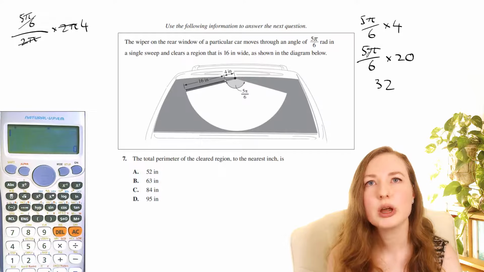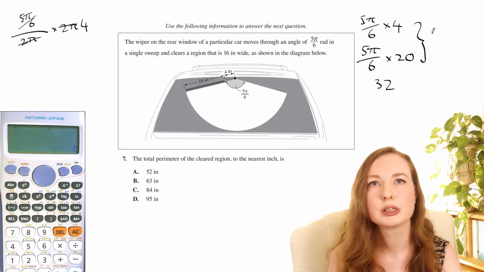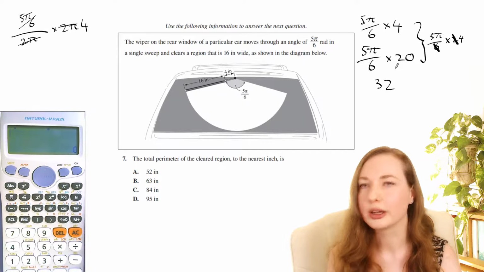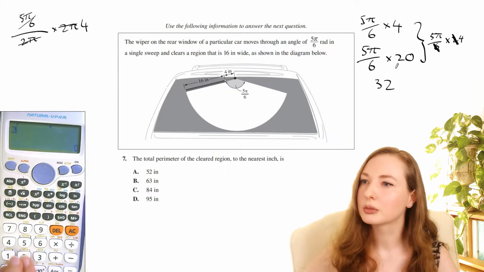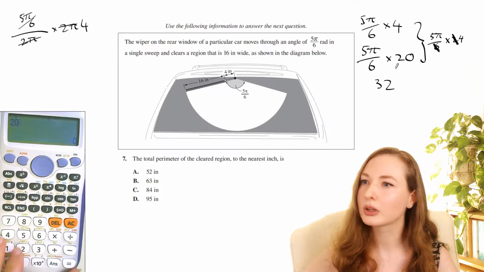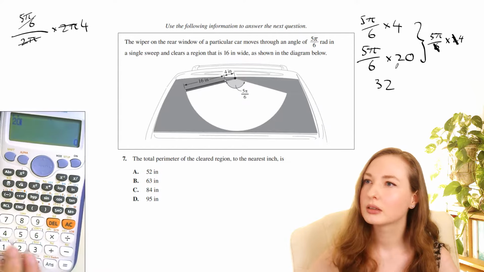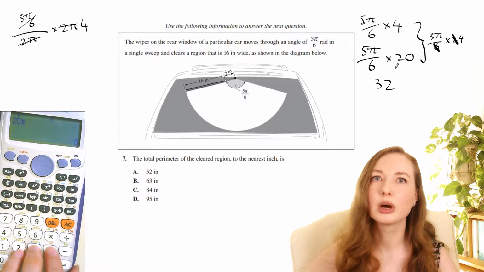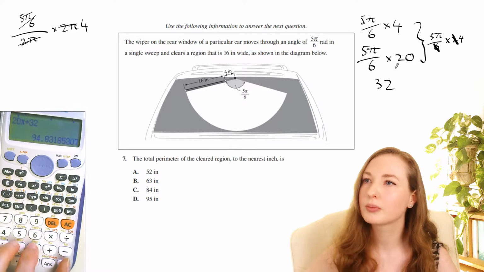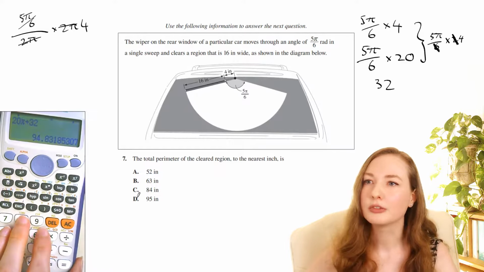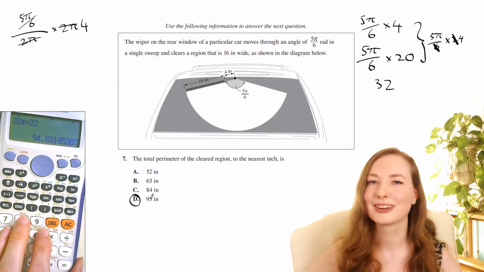And actually we could combine these two together to make 5 pi on 6 times 24, so I don't have to do so much typing into the calculator. And then we could simplify that. So 24 over 6 is 4. So we actually want 20 pi, these would make together. So I've got my trusty calculator here. So 20 pi plus 32. And that makes 95. So D is the correct answer to that one.